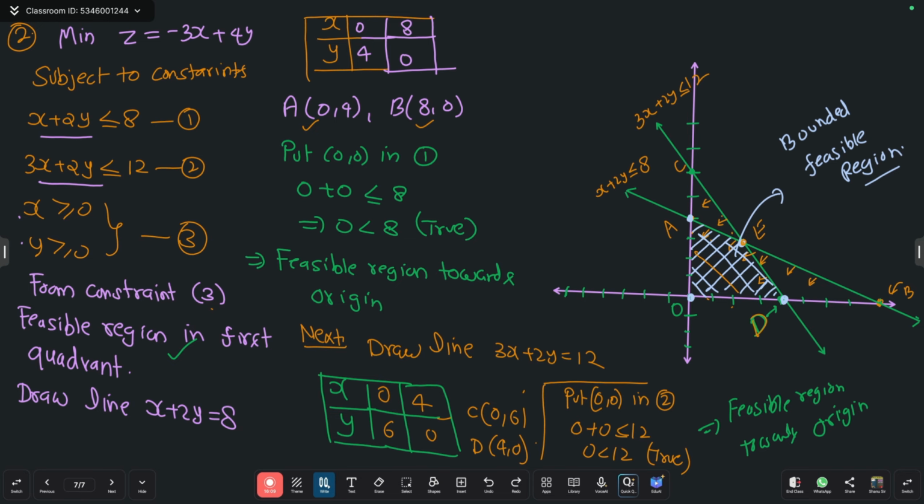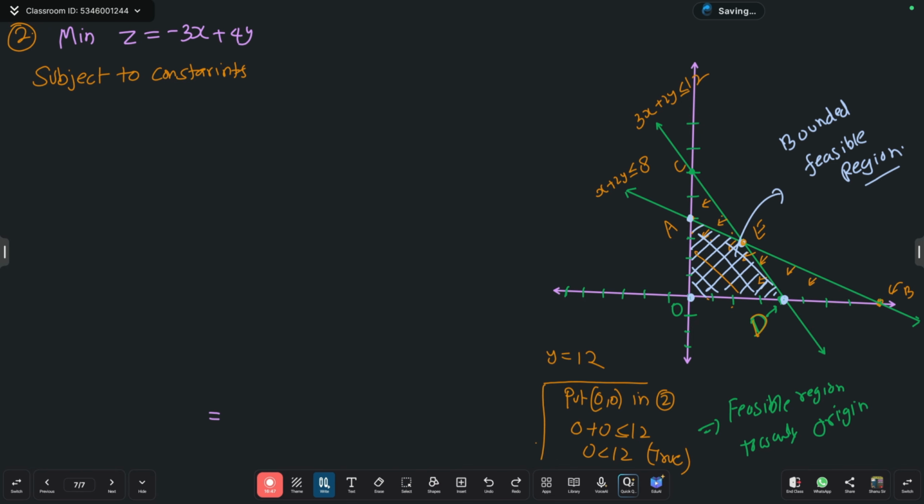Okay, next the table, but for the table we have one point, E point. We have to calculate the E point also. How to calculate the E point? To get the E point, we need to solve x plus 2y equals to 8 and 3x plus 2y equals to 12. Why are we solving? Because we are getting a corner point which is at the intersection of both the lines.